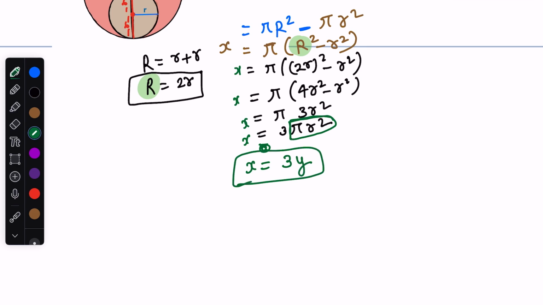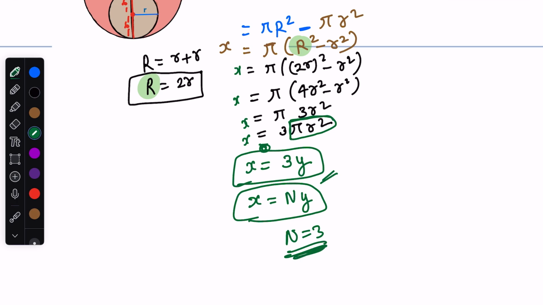So we are comparing this equation with x is equal to n y. We will get n is equal to 3. So 3 is the answer.